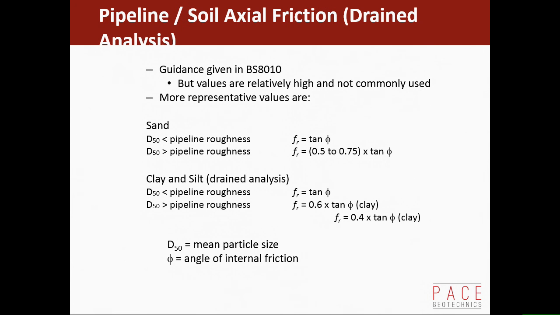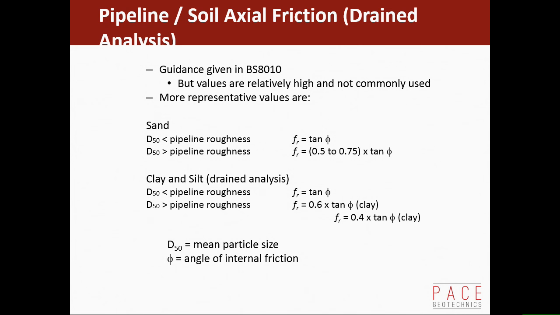And here is some guidance on the sort of friction values that you might use. So you weigh your pipeline, say 5 kilonewtons per metre or something, so you can calculate the axial and lateral friction with these type of values.